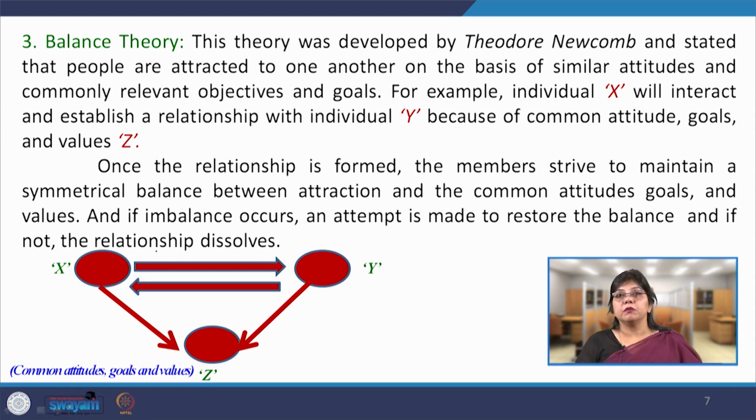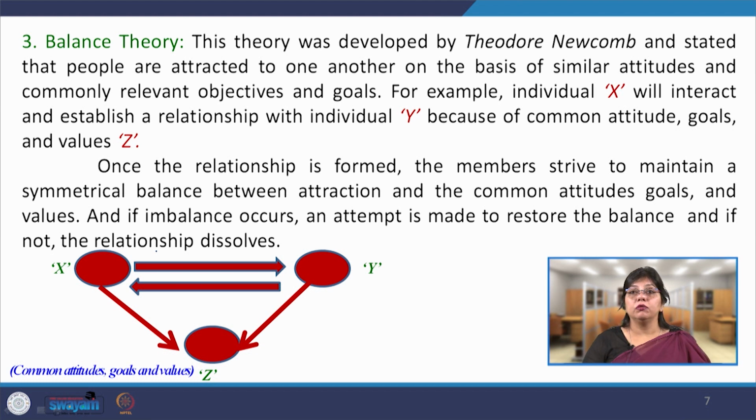and once this relationship is formed, the members strive to maintain a symmetrical balance. It is obvious that two or more people who have common interests and goals are attracted to each other and tend to interact, and all the members have a desire to maintain that equilibrium based on similarity. That becomes another goal of the group members: to maintain that symmetry or balance among all the members because of the similarity in attitude, goals and vision.